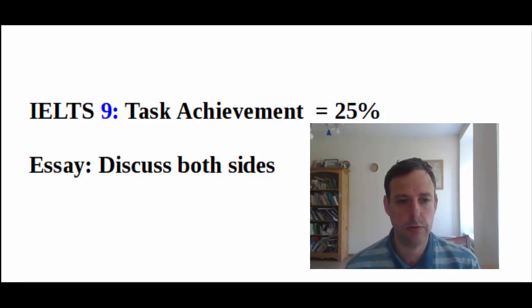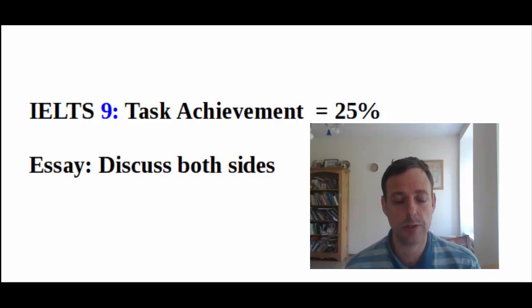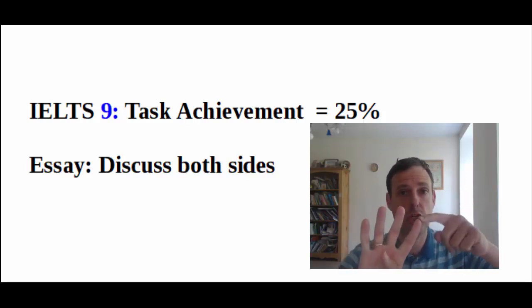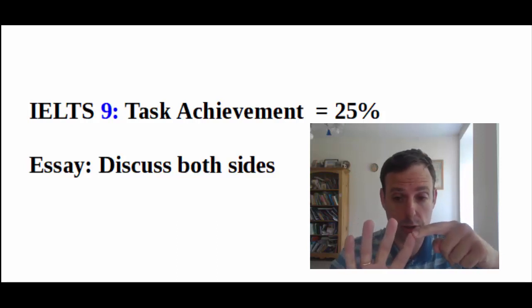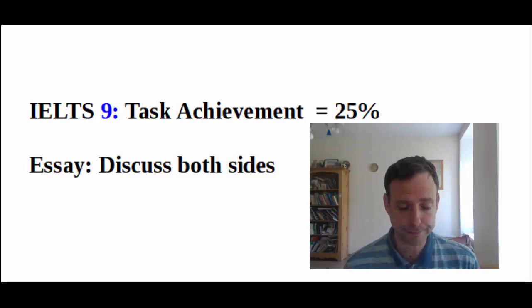In this video we're going to talk about how to get an IELTS 9, or the first step to getting an IELTS 9 for task achievement in the IELTS criteria. So there are 4 parts to the criteria. Task achievement is how you answered the question, and it's worth 25%. We're going to look at an essay exam statement, which is a discuss both sides one.